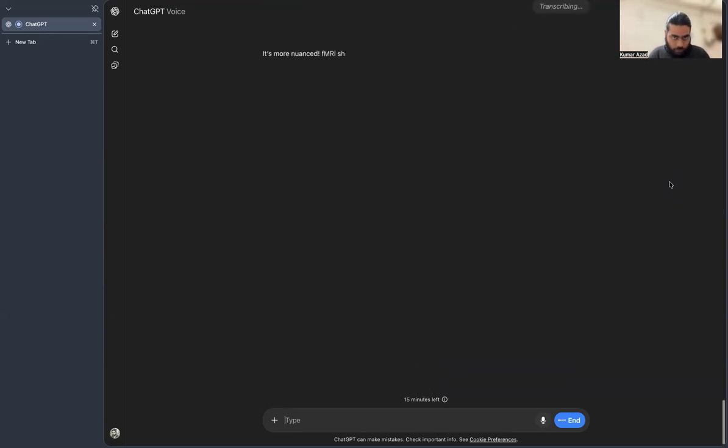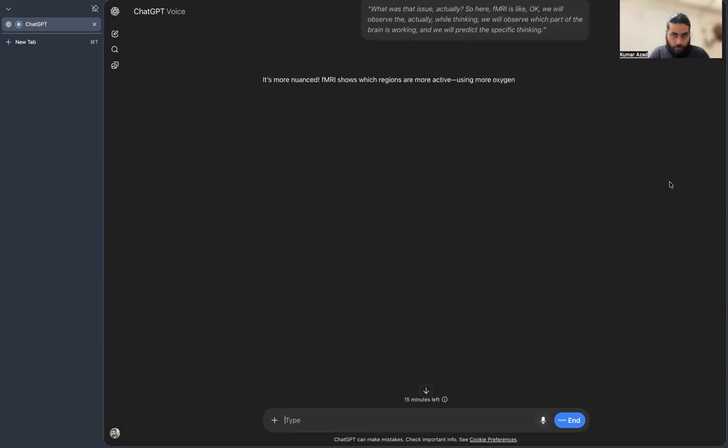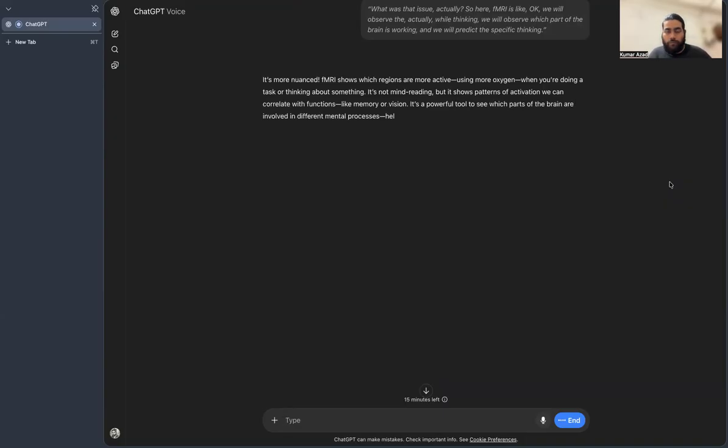It's more nuanced. fMRI shows which regions are more active, using more oxygen, when you're doing a task or thinking about something. It's not mind reading, but it shows patterns of activation we can correlate with functions like memory or vision. It's a powerful tool to see which parts of the brain are involved in different mental processes, helping us map function to structure. Can you make a conclusion of what we discussed in this chat?